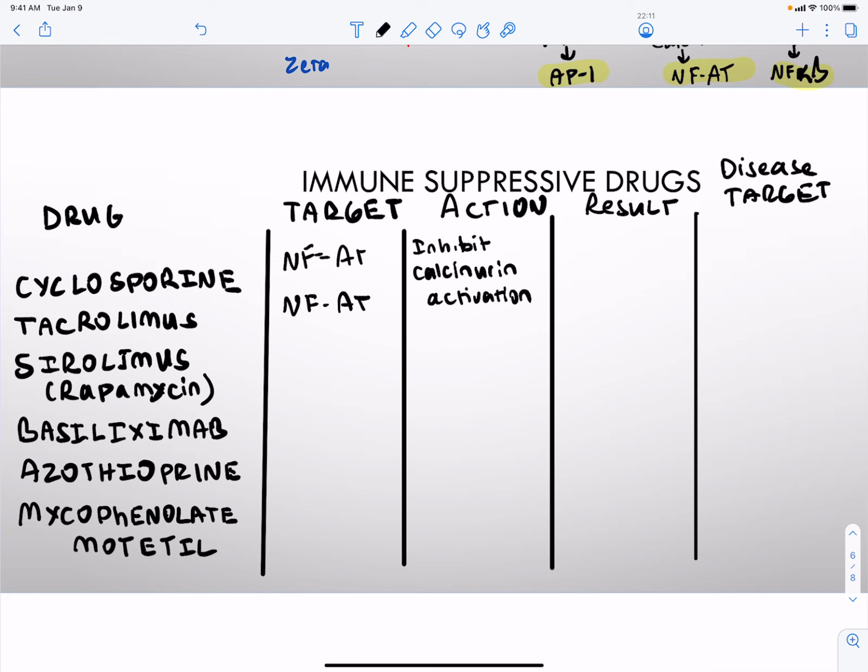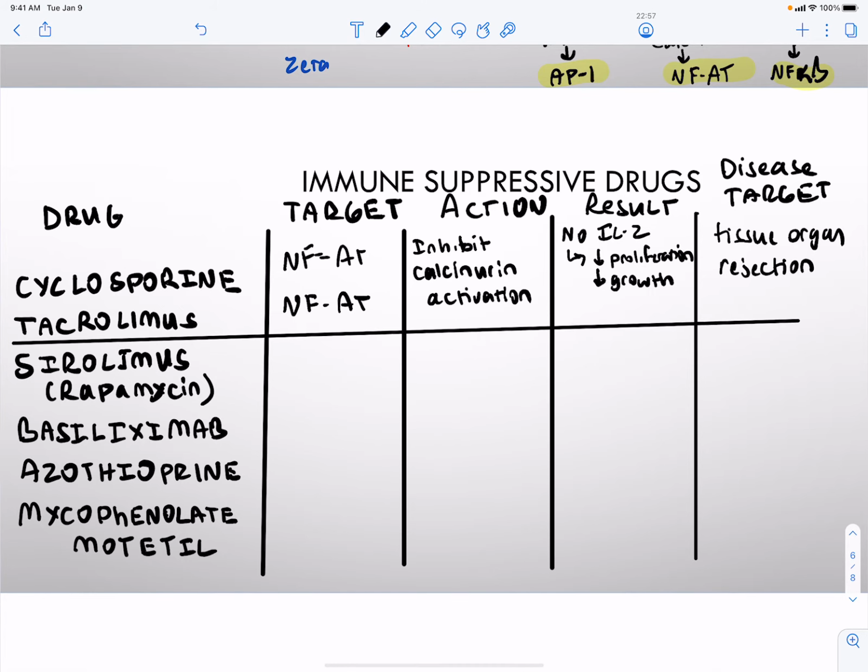And the result is going to be no interleukin-2, which is downstream of your NFAT. So NFAT will turn on the interleukin-2 gene. And this is going to lead to a decrease of proliferation and a decrease in growth of your immune cells. So your immune system can't divide and respond to the transplanted tissue, for example. And so this is going to be used primarily for tissue organ rejection. So both of those drugs kind of work the same way. So I'm going to draw a line there.